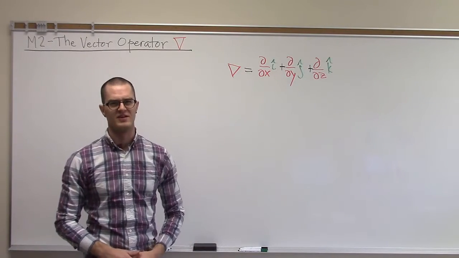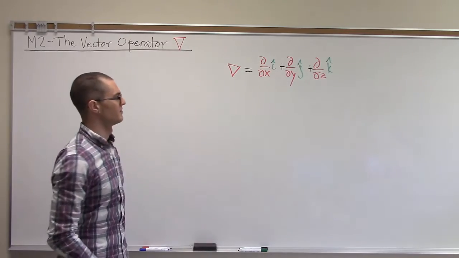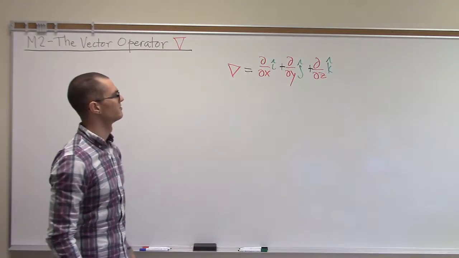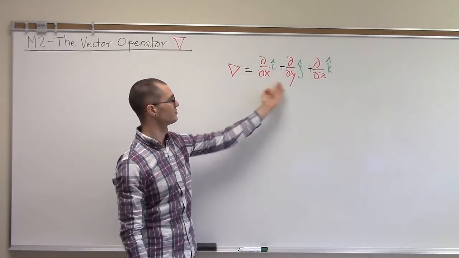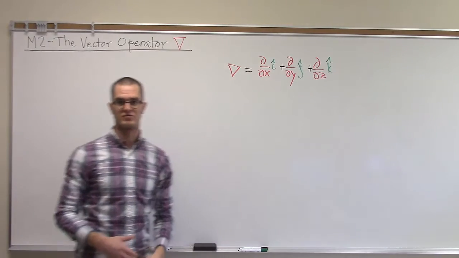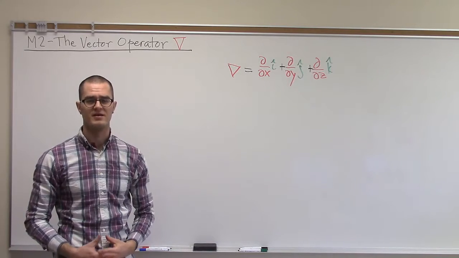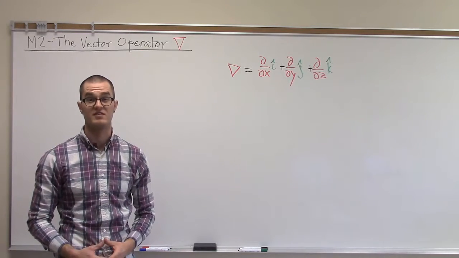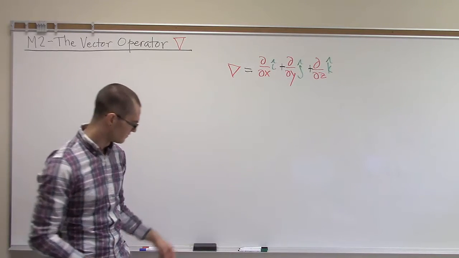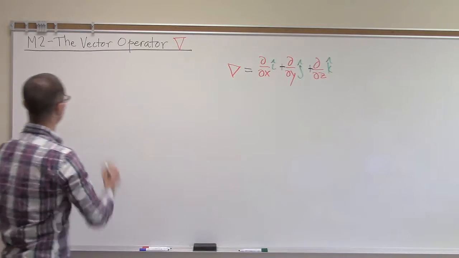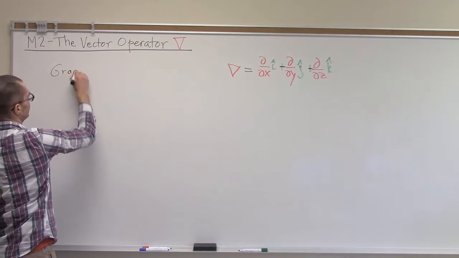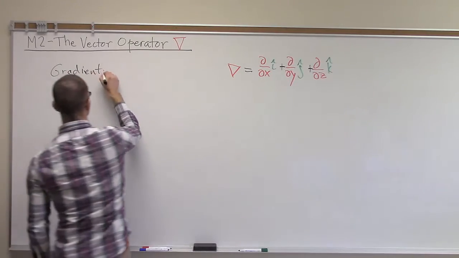We saw in our previous video that the basic definition of the vector operator here is the Nabla symbol, as this vector of partial derivatives with respect to x, y, and z. So now let's take a look at some of the most common operations that we define through that symbol. The first one, one of the most common ones, is what we call the gradient.